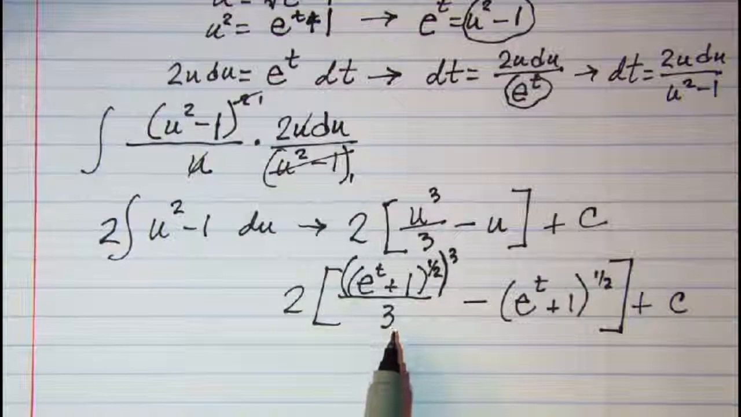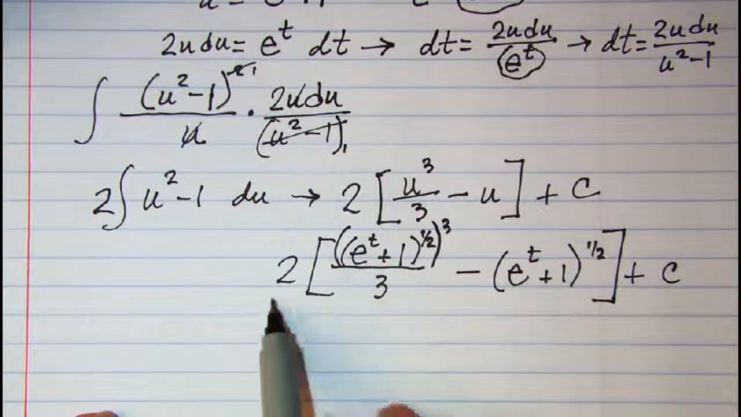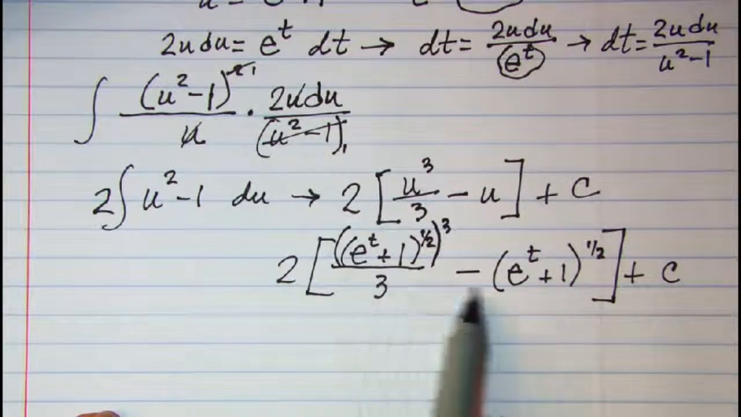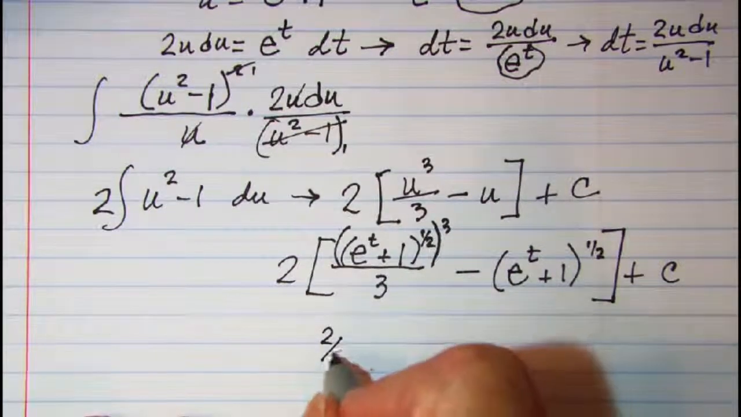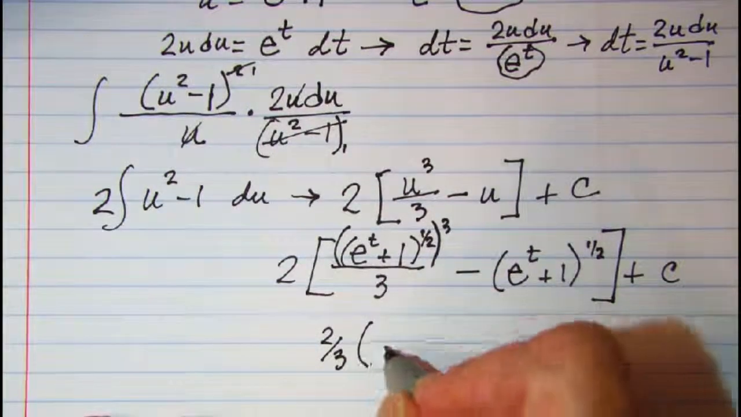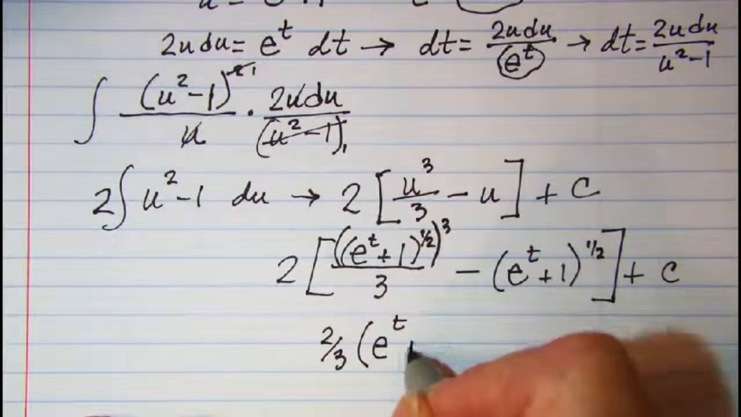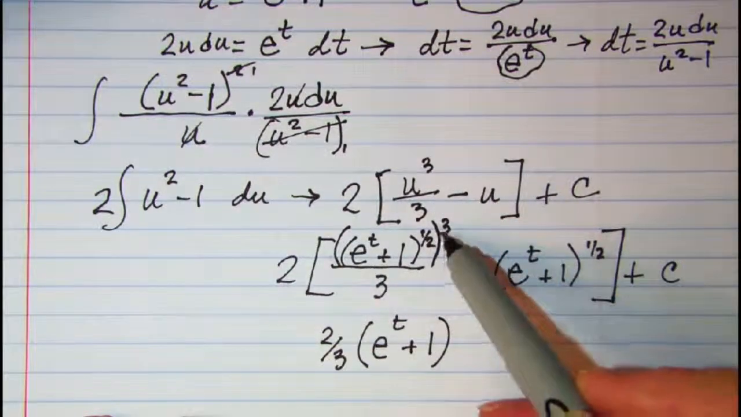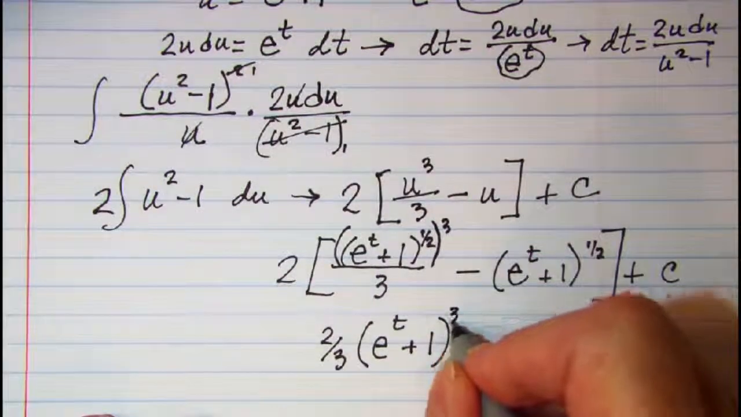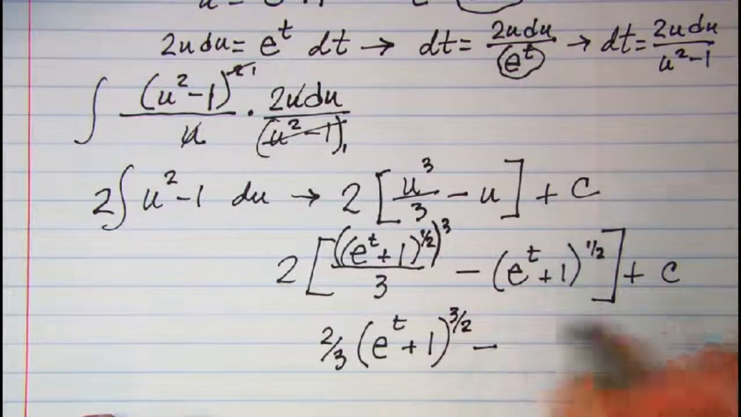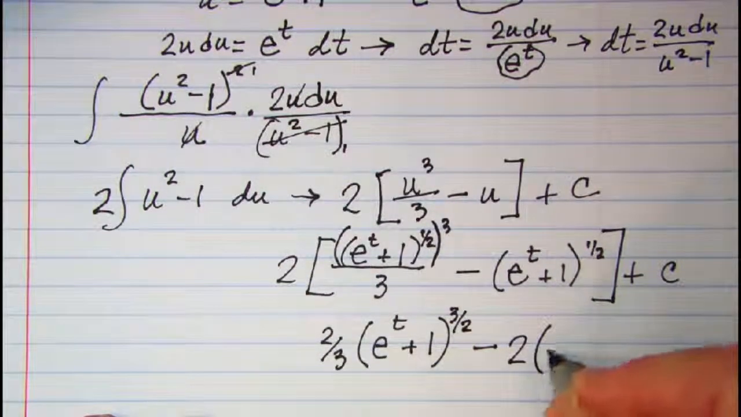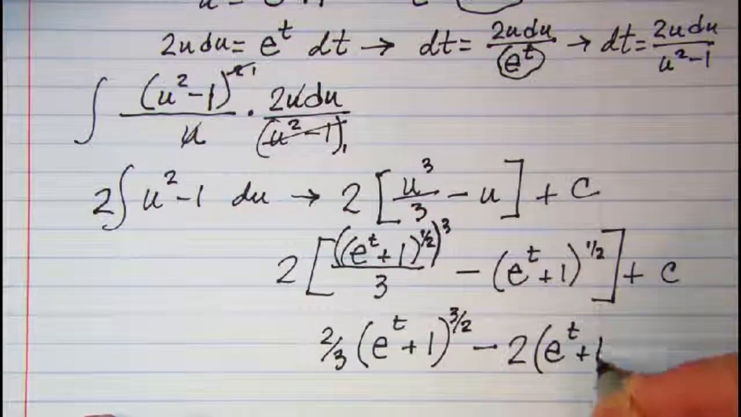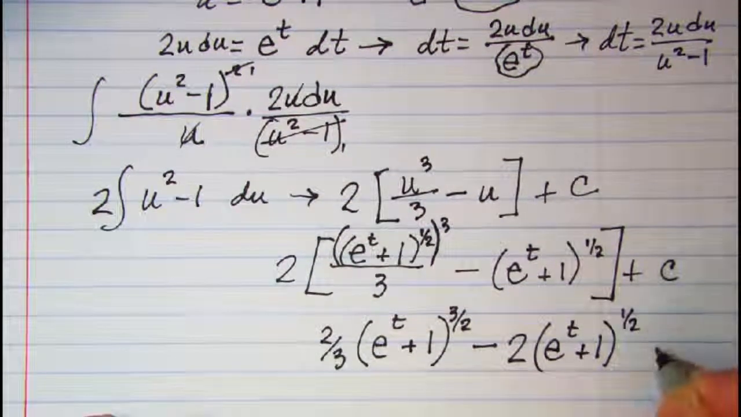Okay. The only simplifying I need to do is to distribute this 2 back into this bracketed expression. So 2 multiplied here is 2/3, and then e to the t plus 1, and I multiply these exponents, so that's raised to the 3/2, minus, and then 2 multiplied here gives me 2 times e to the t plus 1 to the 1/2 plus a constant.